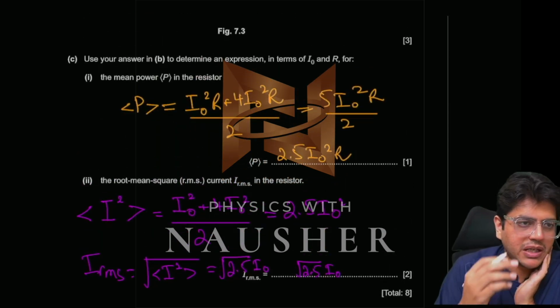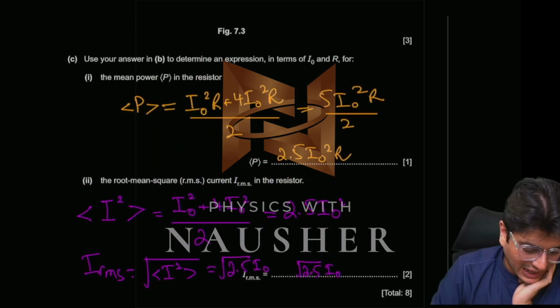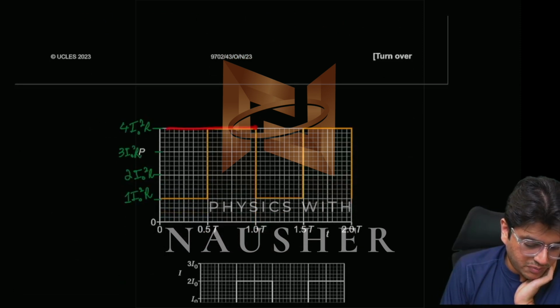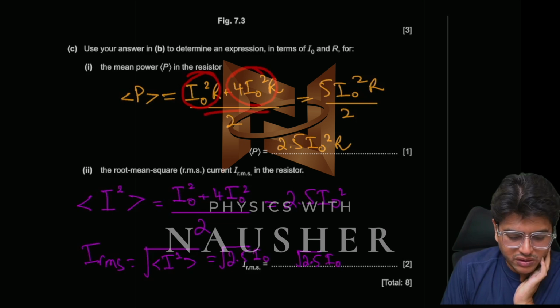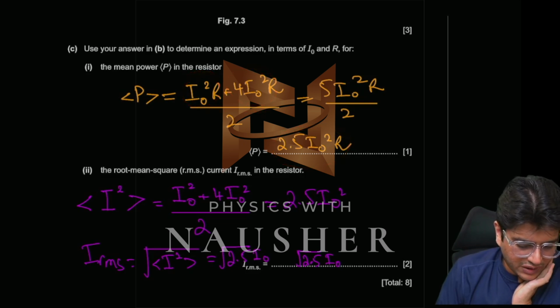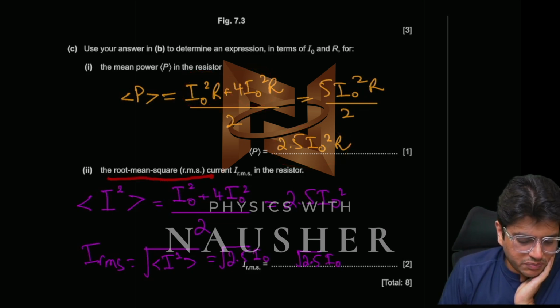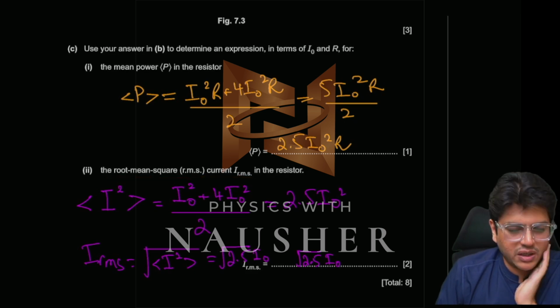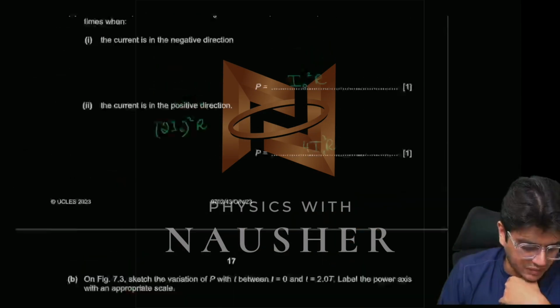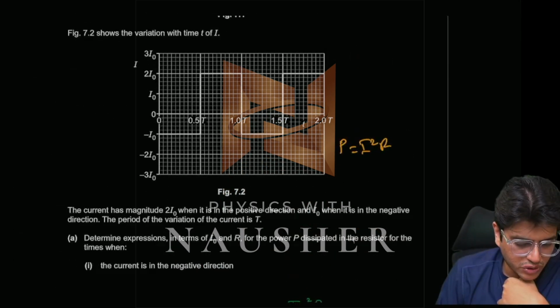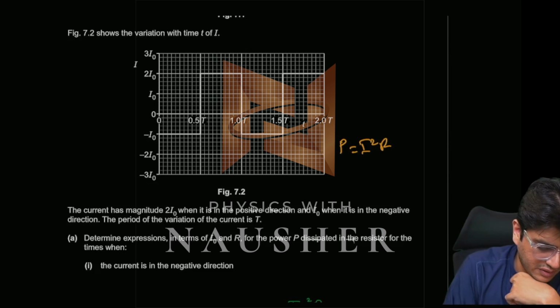Next is, what is the mean power dissipated? Mean power dissipated is the average. So this is your maximum, this is your minimum. Just take the average. I naught square R plus 4 I naught square R divided by 2. So you get 2.5 I naught square R. And what is the root mean square current in the resistor? So for root mean square current, you first need to find out what is your average of, look at this.